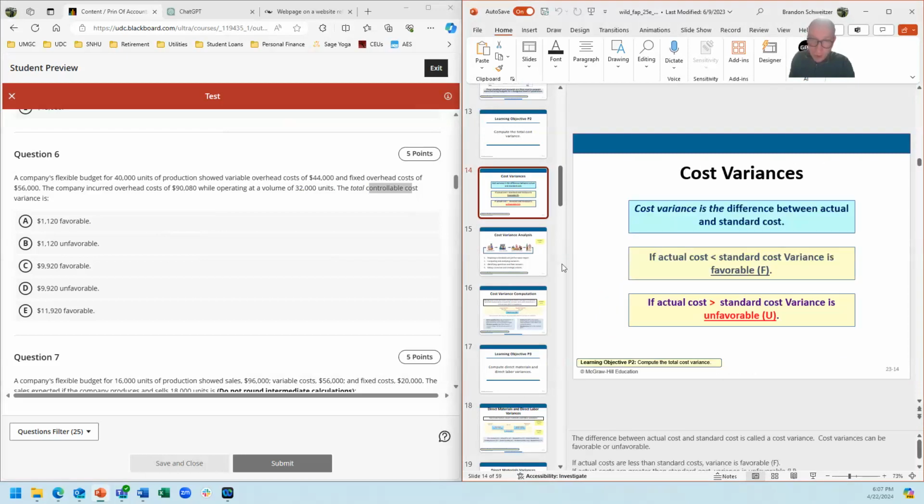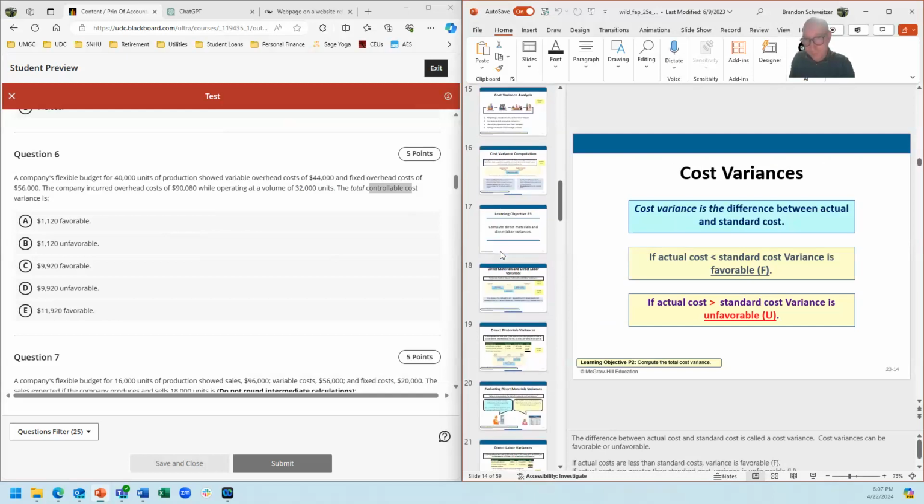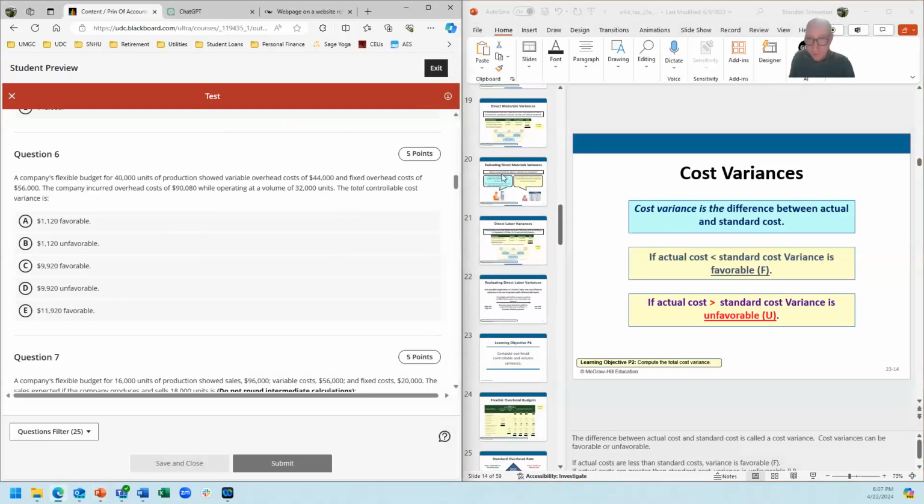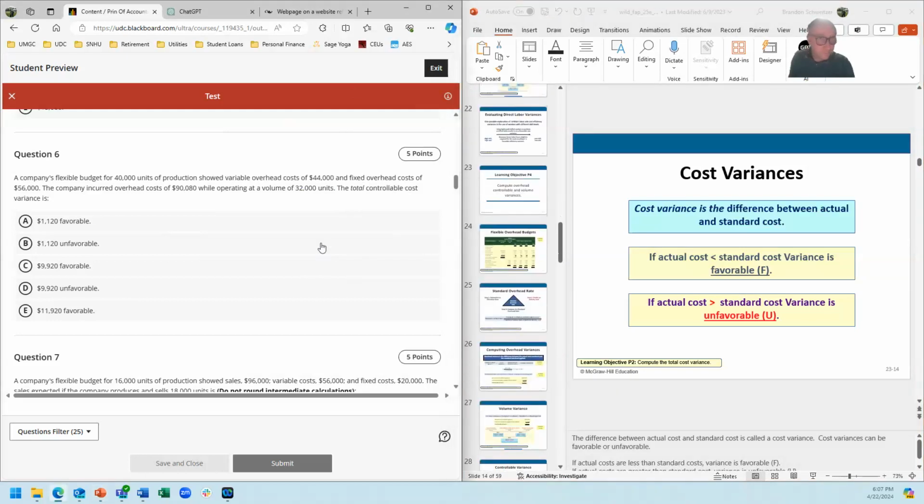But first you need to remember how to compute those cost variances, right? Remember the word controllable cost. Controllable means within management's control. Overheads get a pretty challenging thing for overhead to be in management's control, right? But we talked about that.